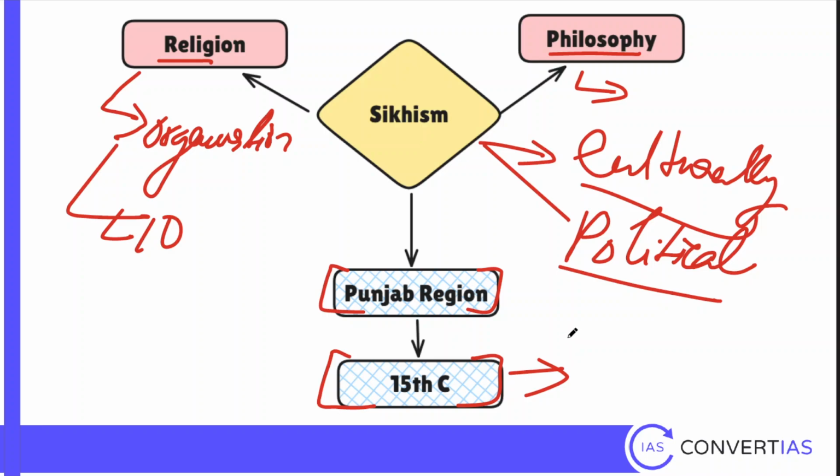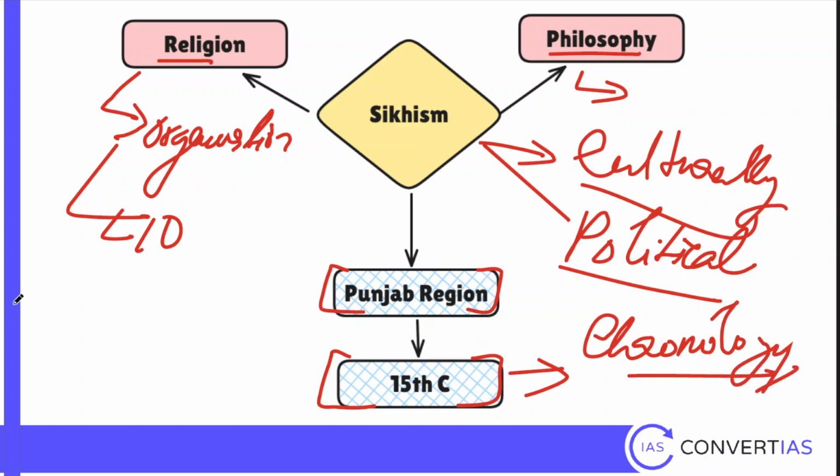See, UPSC always has an obsession with chronology. So you can see questions like Guru Nanak is a contemporary of Akbar, or Guru Arjan Dev is killed by Aurangzeb. So when you have questions like this, first you should know what is their time period, and you should know the context in which they engaged with the Mughals. Only then you can answer questions like that.